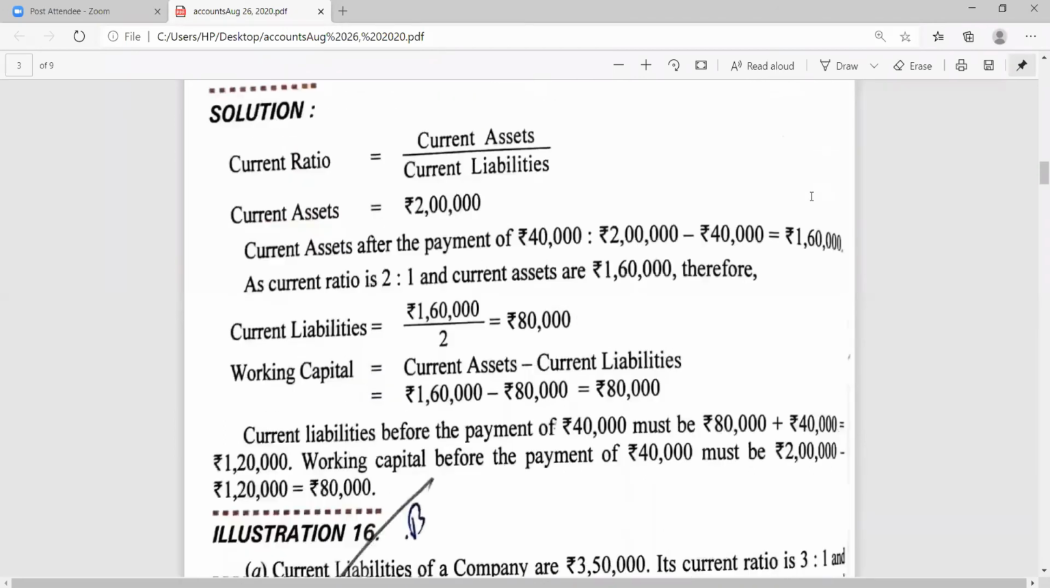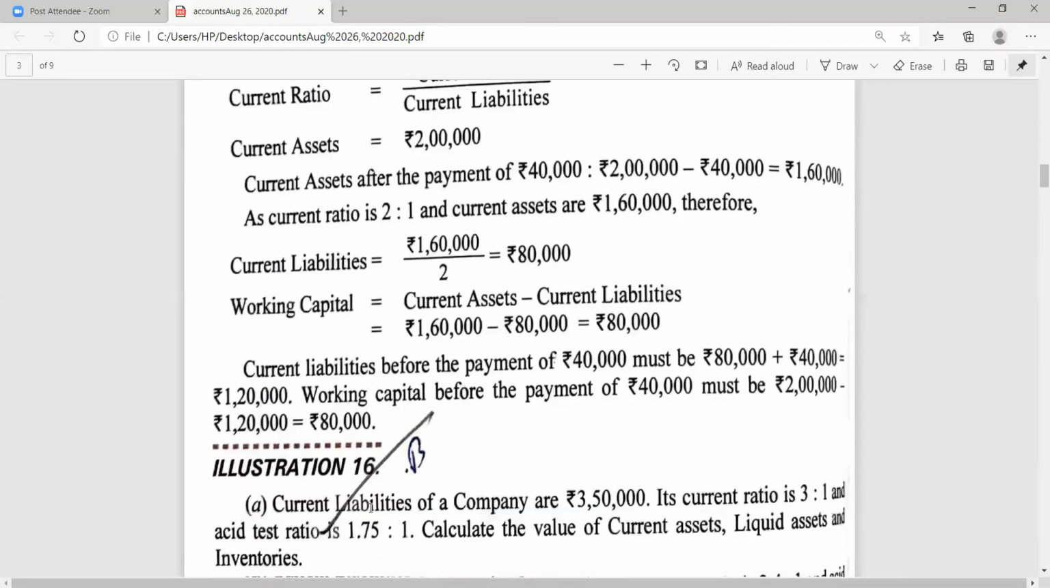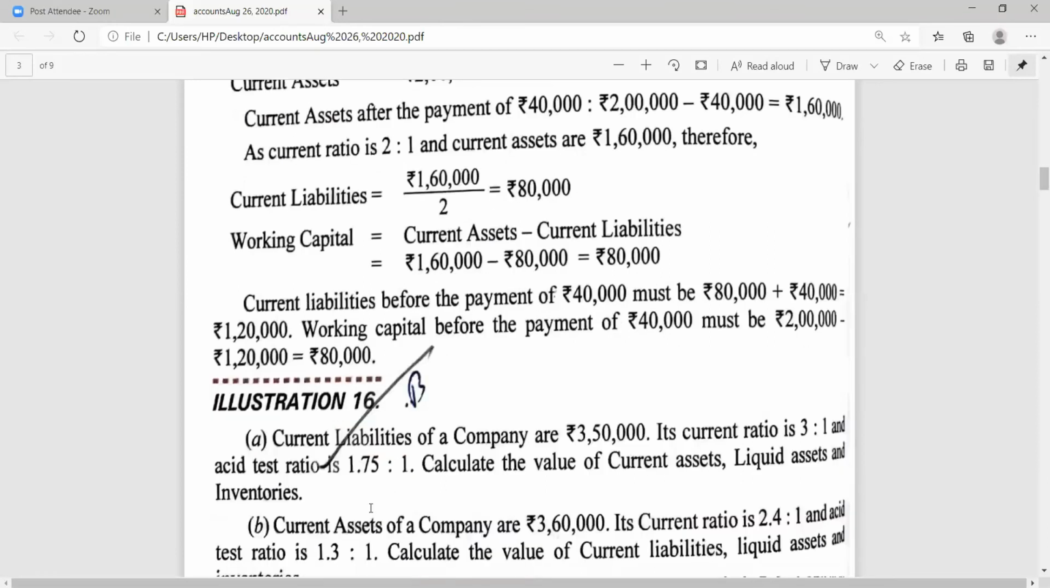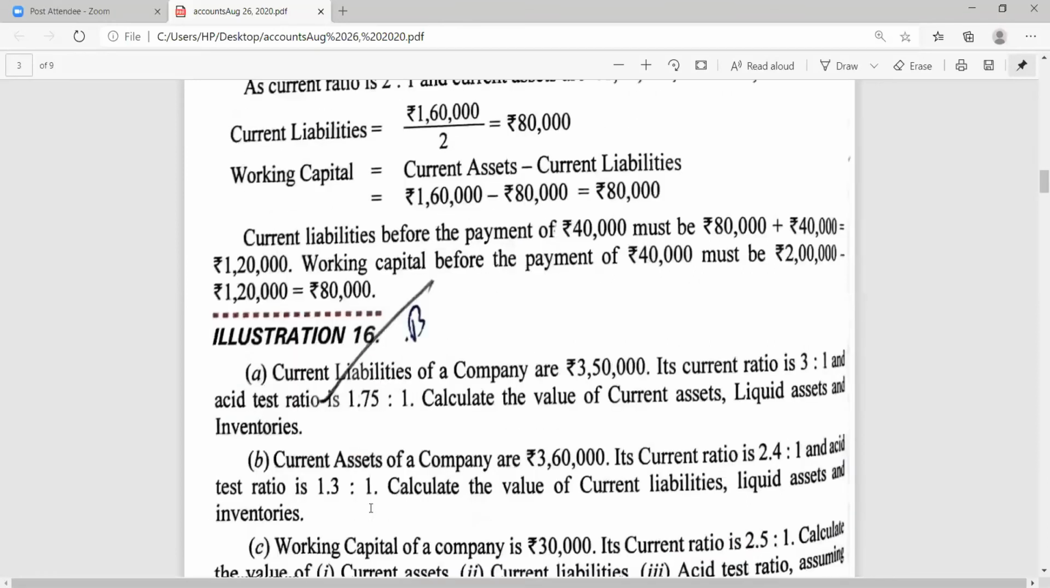So before the payment, if we add the payment, we will get the items before the payment. The payment is 40,000, so the current liabilities must be 80 plus 40. And working capital before the payment must be 2 lakh minus 1,20,000, that will be 80,000. In this way, you have to do these types of questions in which the clues are given to you and you have to identify the value of current assets and current liability.